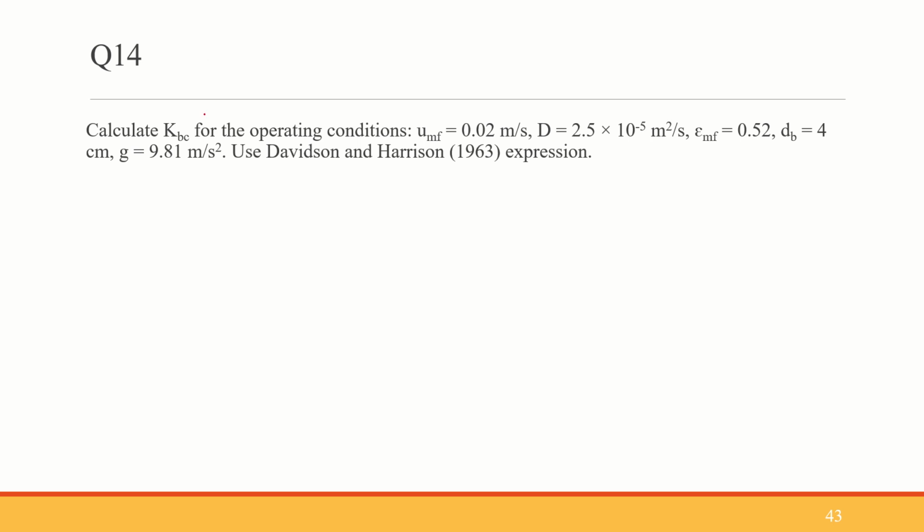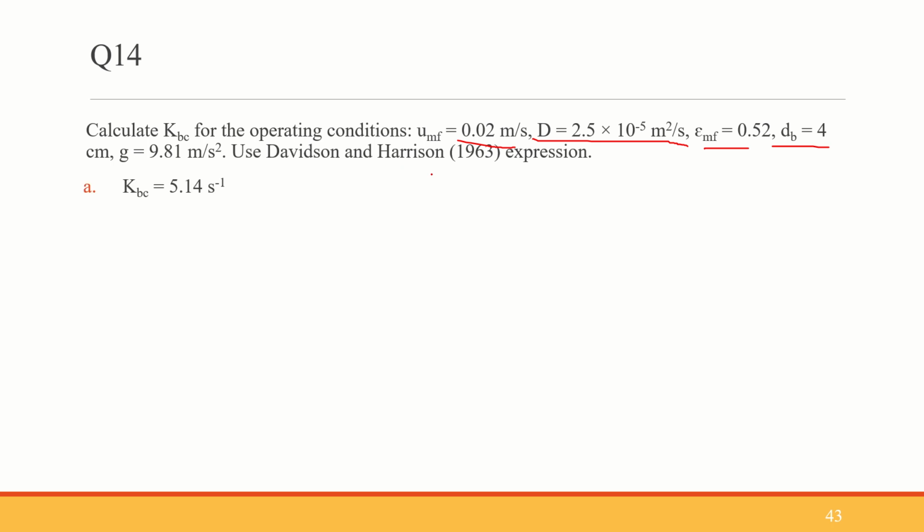And moving on to question 14, we have calculate KBC for the operating conditions. Minimum fluidization velocity is given as 0.02 meter per second and D is 2.5 into 10 power minus 5 meter square per second. D is actually the diffusion coefficient, and epsilon mf is 0.52, dB is 4 centimeter, G is 9.81 meter per second square. So we are asked to find the KBC and we are asked to use Davidson and Harrison expression.